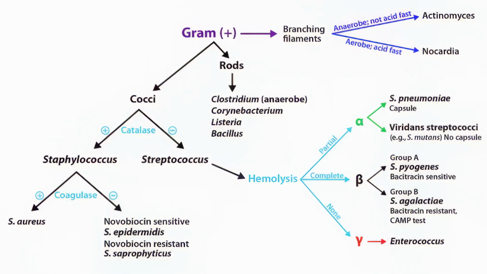So I want you to look at this algorithm. Under the title gram-positive algorithm, you'll see the division between cocci, rods, and branching filaments.